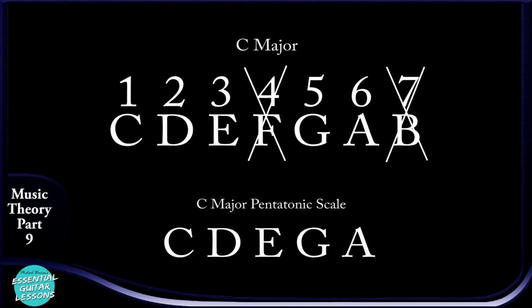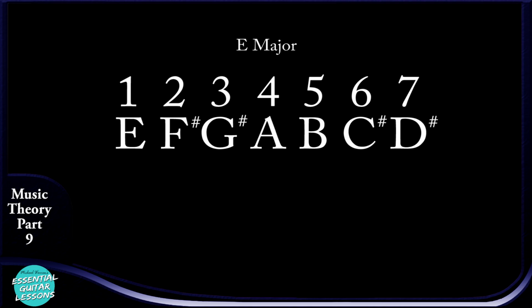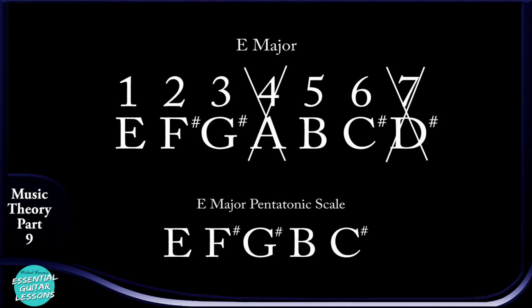Find the root note of the major pentatonic scale you want to work out, bring up the major scale and take away the 4th and the 7th note. So let's do a few more. So if I want to know the notes to the E major pentatonic scale, I start with the E major scale. So E major, we have E, F sharp, G sharp, A, B, C sharp and D sharp. And again we just take away the 4th and the 7th note and we have E, F sharp, G sharp, B and C sharp.